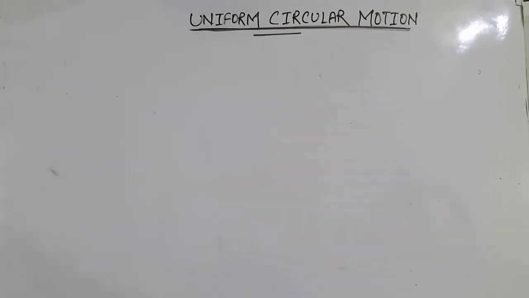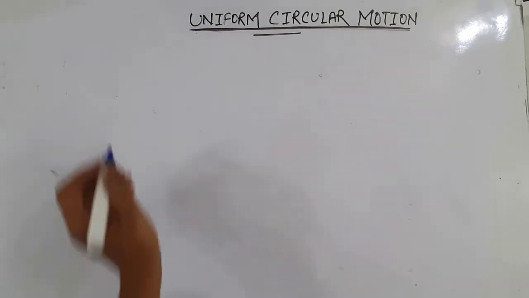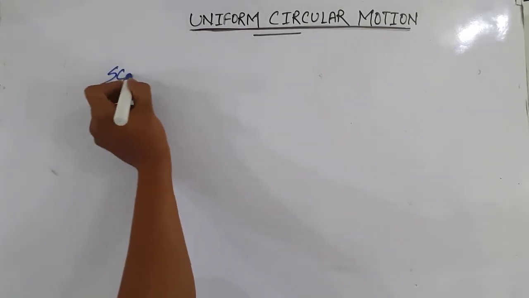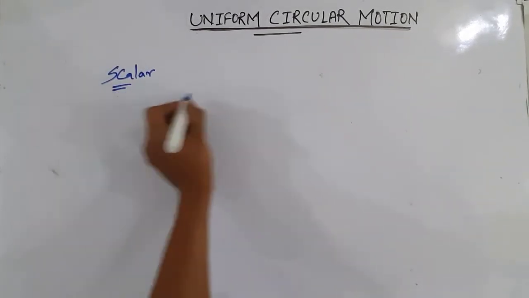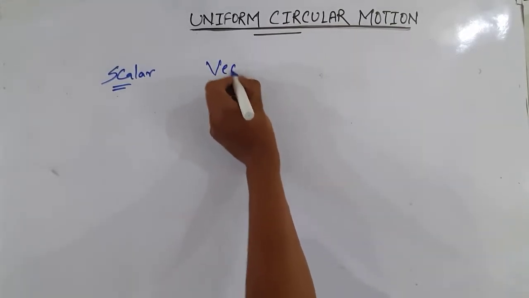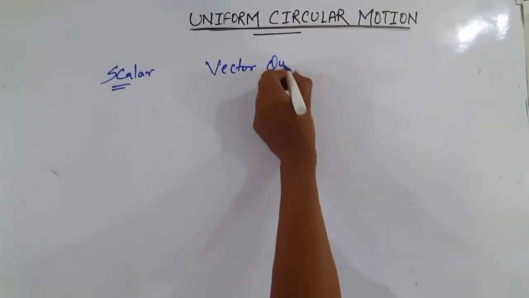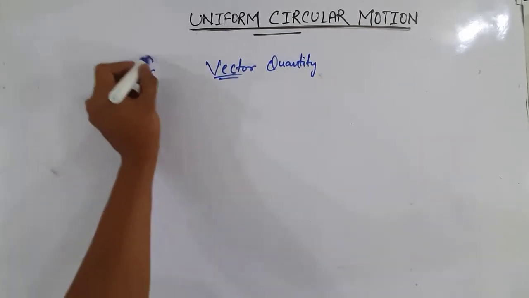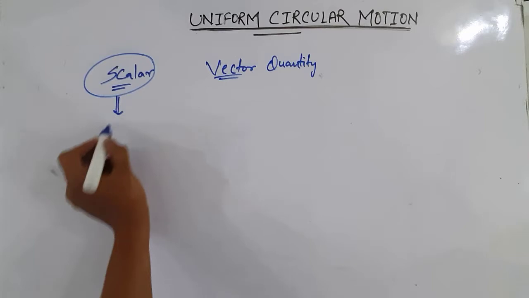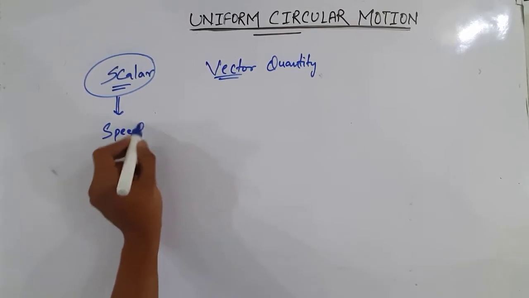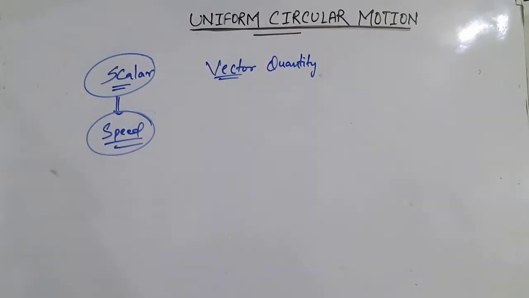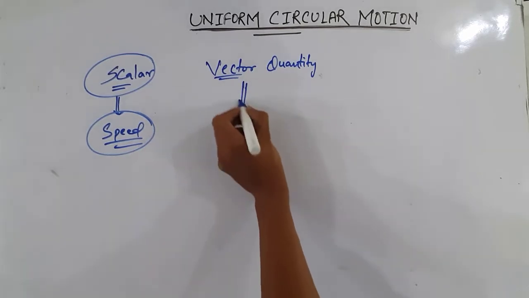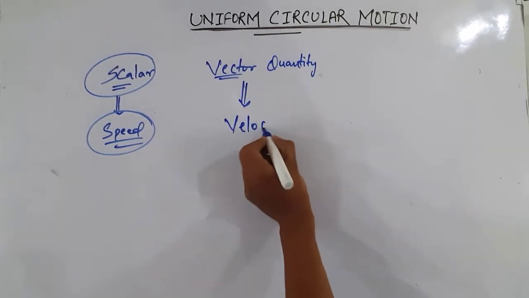So in this video we will learn about, first of all, what is a scalar quantity and the other is the vector quantity. So what is a scalar quantity? If we talk about speed, speed is a scalar quantity, but if we talk about velocity, it is a vector quantity.